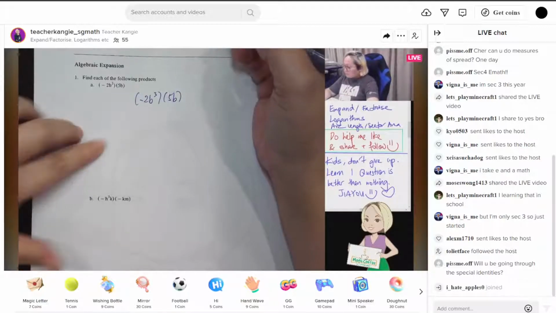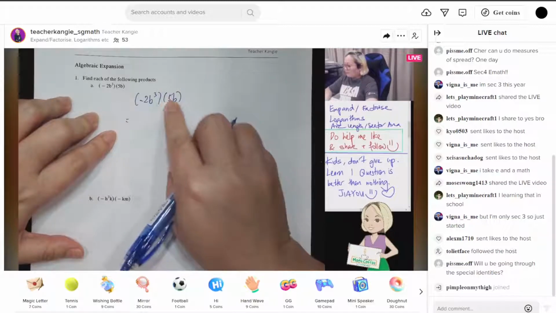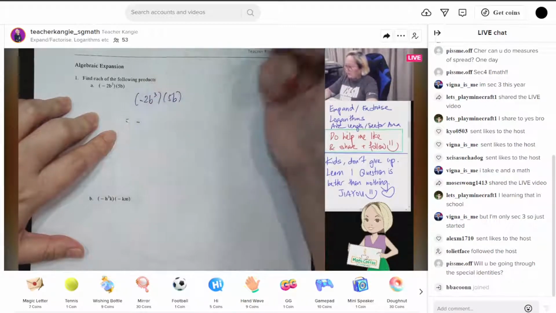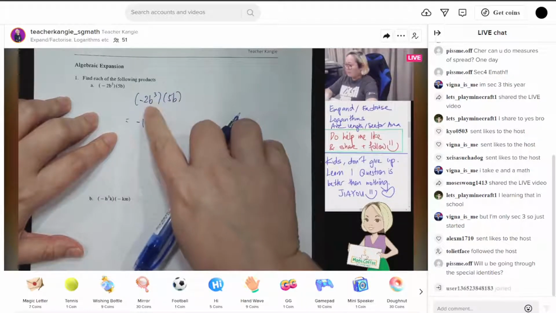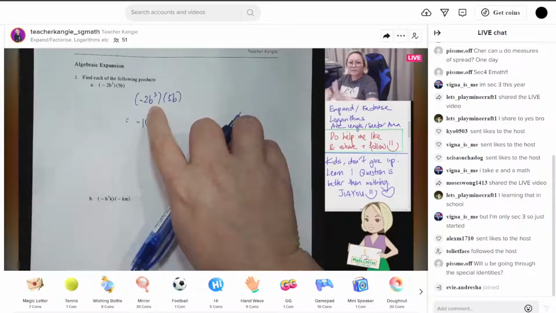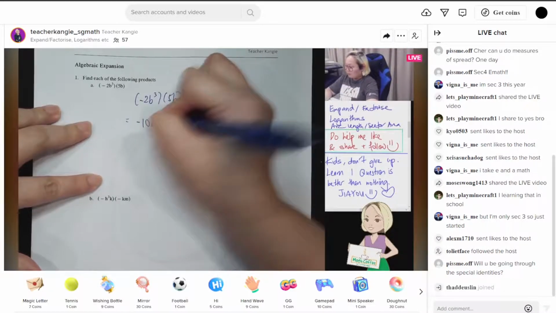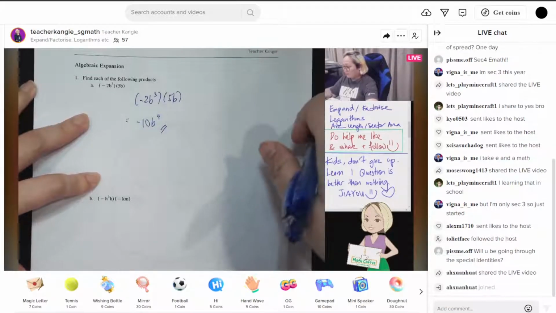Okay, so negative times positive, we know it is negative. 2 times 5, so it's just 10. b cubed times b is b times b times b, and then times b. Total, there are 4 b's, so it's b to the power of 4. So this is easy.